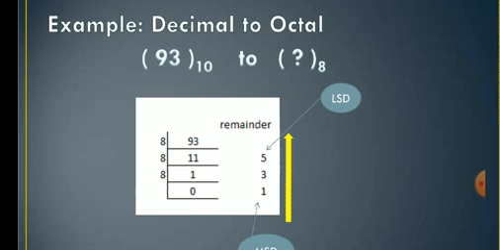We'll use successive division by using the radix number of octal, 8. 93 divided by 8 gives quotient 11 and remainder 5. Next, we divide that 11 by the radix number 8. The quotient is 1 and the remainder is 3. Again divide by 8, the quotient is 0 and the remainder is 1.